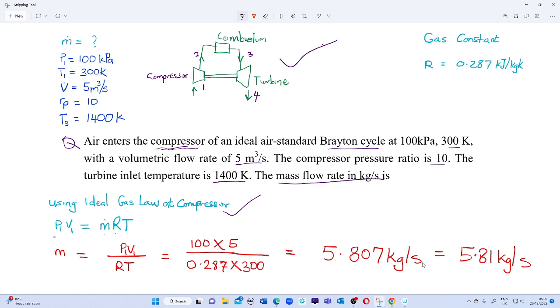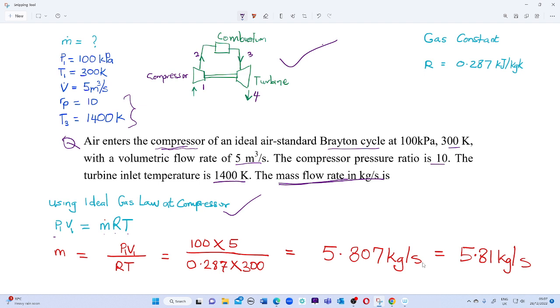So therefore, let's pull out our parameters from this particular question. We were told to find the mass flow rate. Now, we were given the compressor pressure at the inlet, which is P1, which is 100 kilopascal. We were given the temperature at the compressor inlet, which is 300 Kelvin. We were also given the volumetric flow rate at the compressor entry, which is 5 meter cube per second. And we're also given these particular parameters, although not very relevant to calculating mass flow rate.